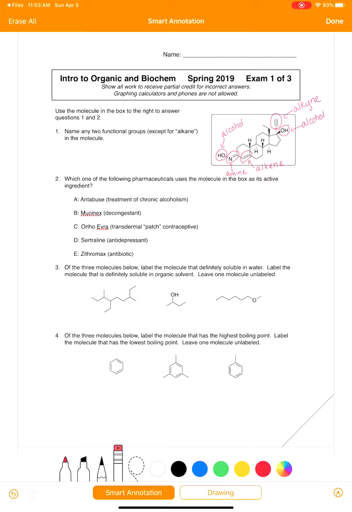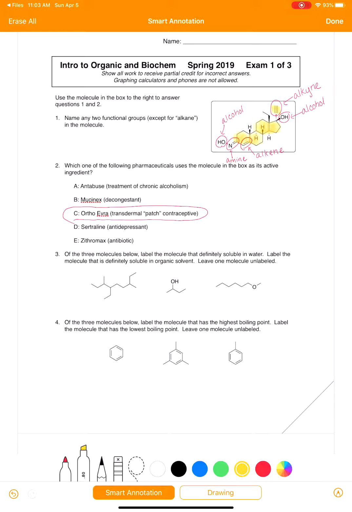Question number 2, which one of the following pharmaceuticals uses the molecule in the box as its active ingredient? If you look back at that PowerPoint, I think it's the very first PowerPoint we did this whole quarter, this is a molecule that is used in female synthetic sex hormones, and we know that because it has these characteristic 4 rings kind of smushed together, plus the alkyne functional group. Those two things together are recognized as a synthetic female sex hormone.